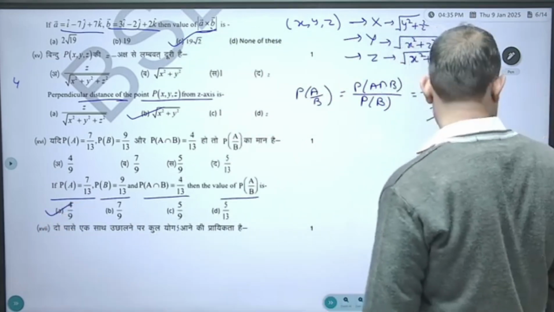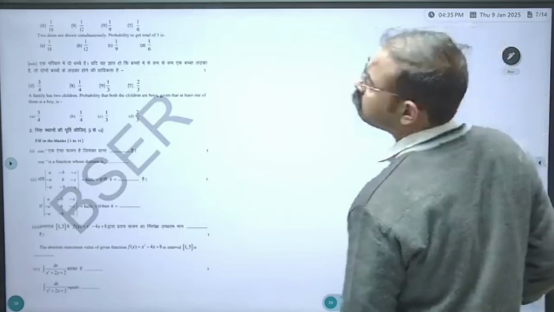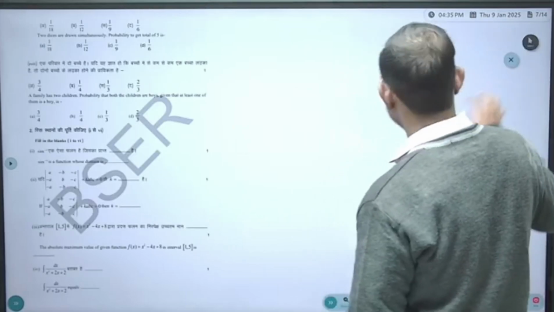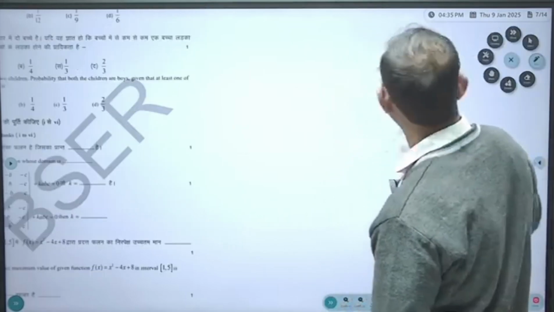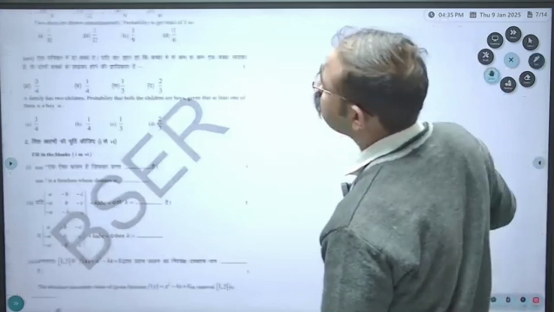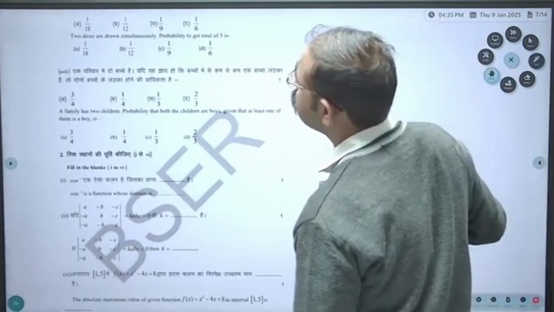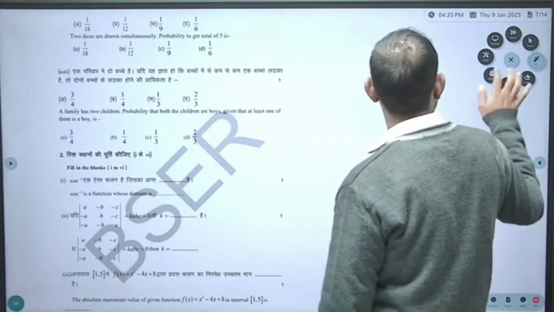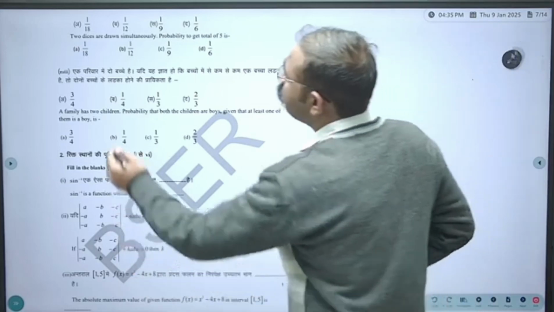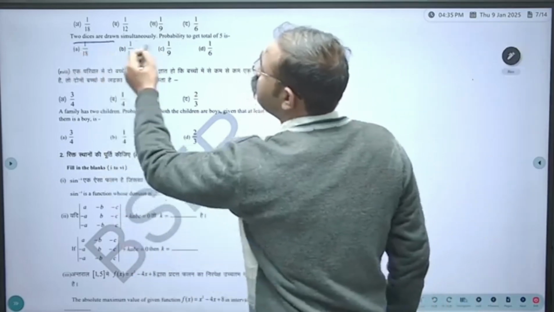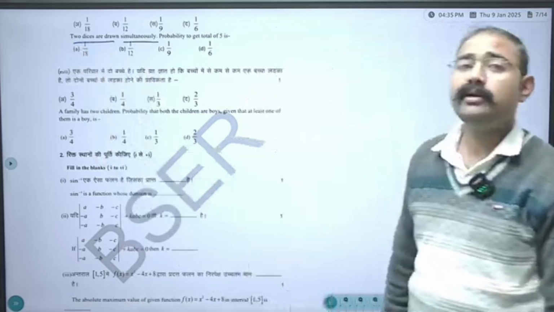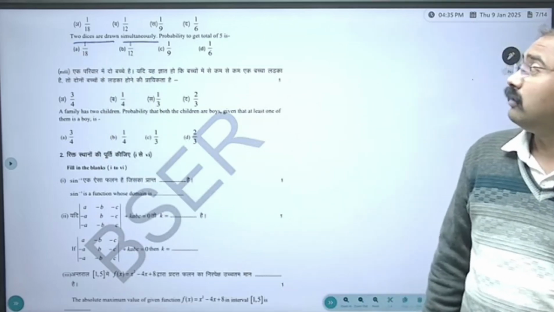Next is, two dice are thrown simultaneously, probability to get total of 5.